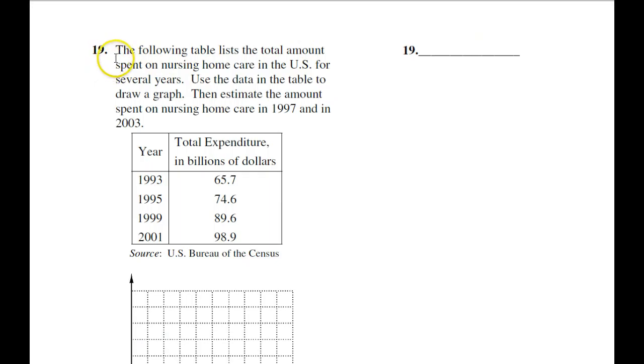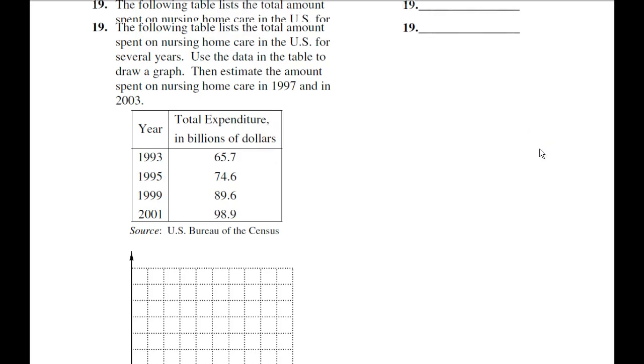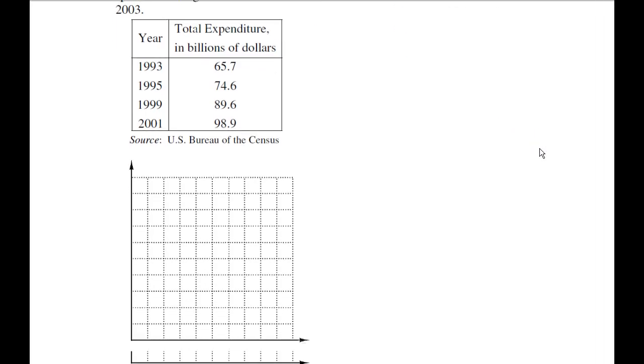Now, for this one, they're giving us this table, which lists the total amount spent on nursing home care in the U.S. for several years. Using the data in the table, draw a graph. Then estimate the amount spent on nursing home care in 1997 and in 2003. Okay, so I'm going to move this up and start working on our graph here. And you could do that as well.